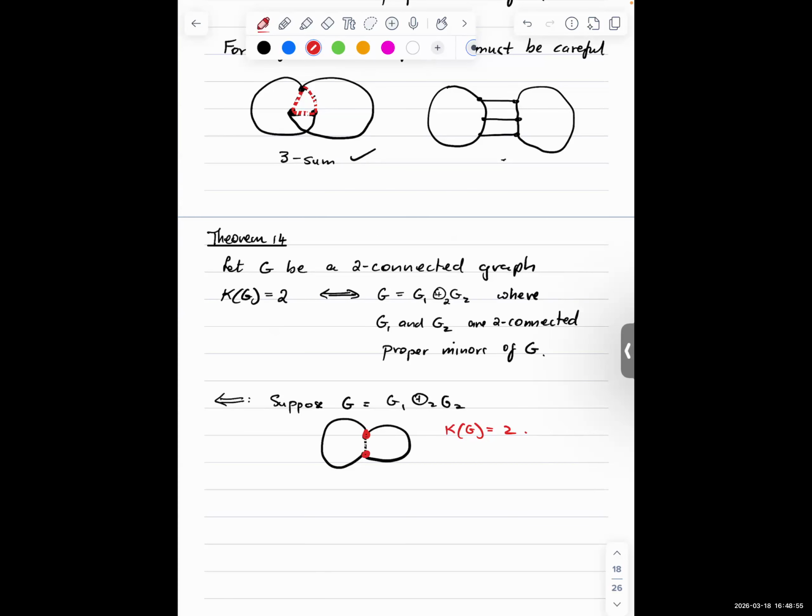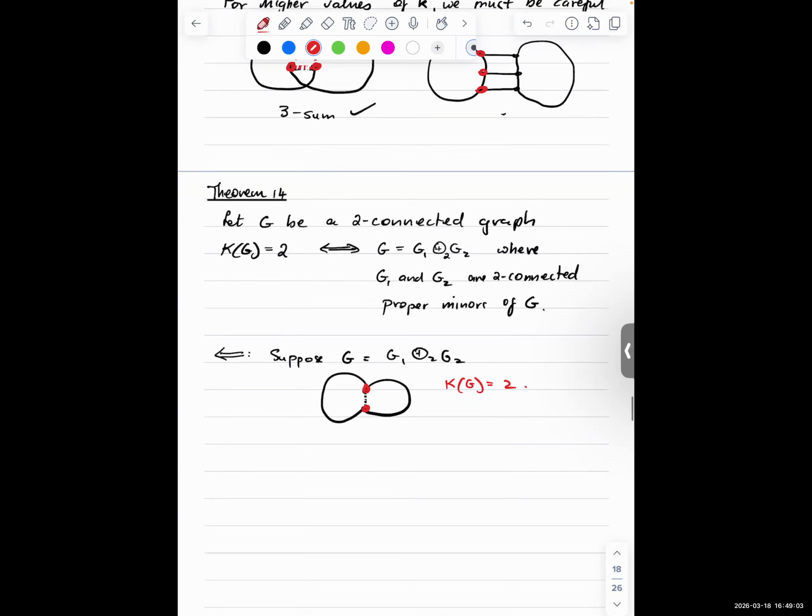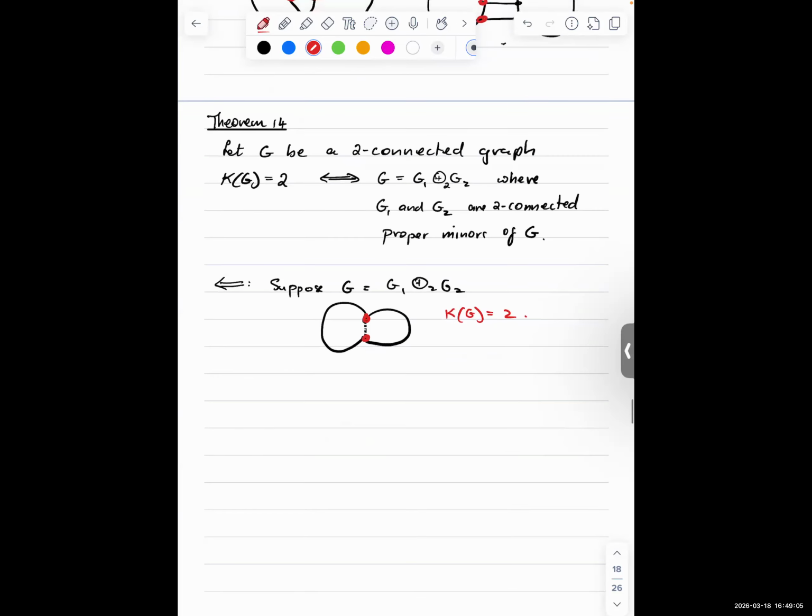Because in the three-sum, right, you can have these three vertices, but you can also have a situation like this. So that's not there for two-sum. So that direction was straightforward. So now let's look at the other direction.